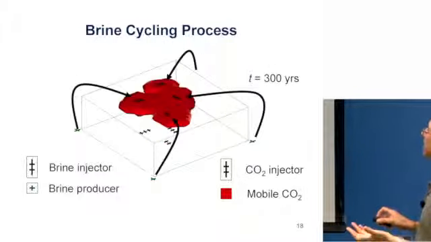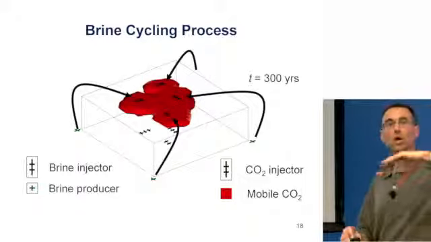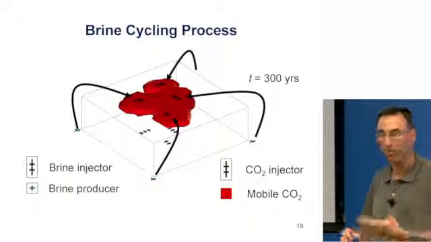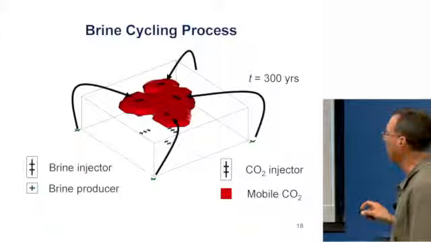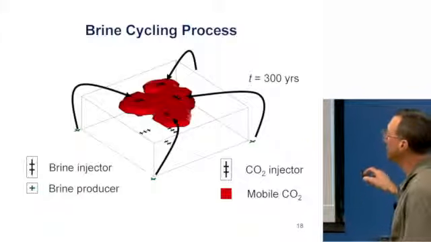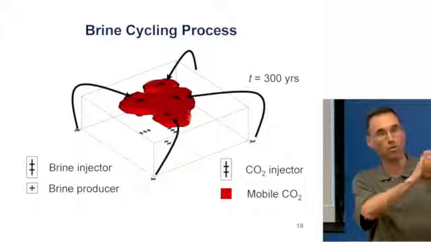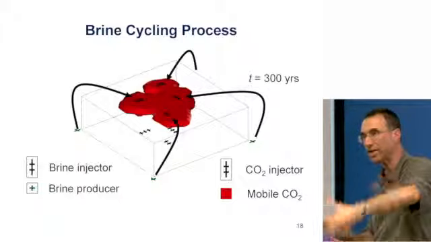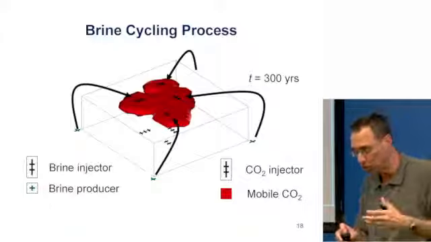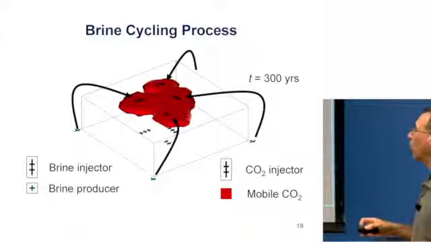Now what we do is after 300 years, we basically stir up this big formation. So we produce brine at the bottom of the formation and inject it at the top in order to expose some of this mobile CO2 to this re-injected brine. It's like a very large-scale stirring. And we do this in an optimal way. We optimize this process. So let's see what happens.